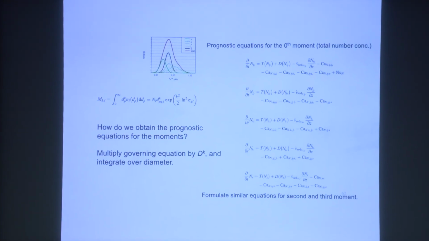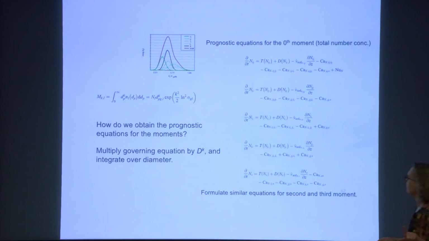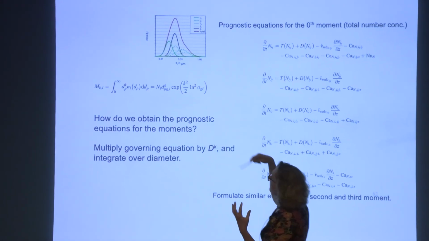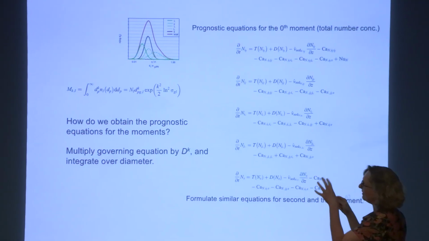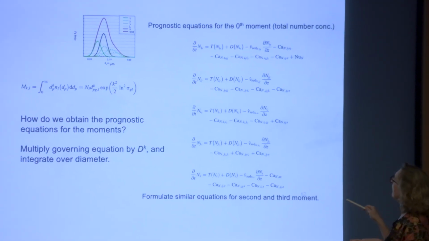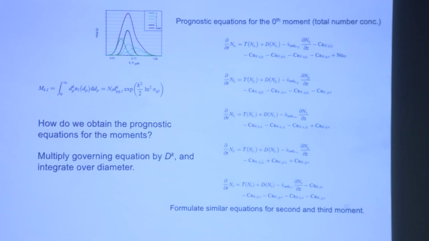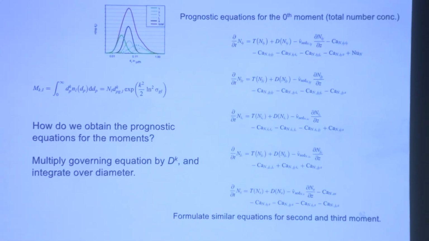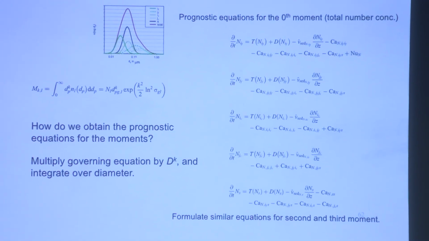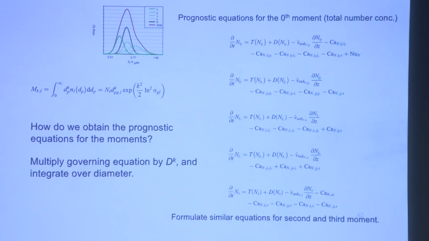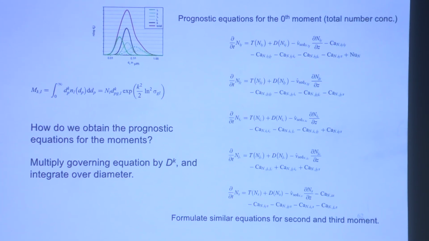Yeah, so you take our governing equation that we looked at many times, multiply it by d to the power of k, so that you create basically the moment, and then you integrate over the diameter. And then you get a whole bunch of equations that you solve for the first moment, for the second moment, and the third moment. And so, yeah, that's how these models work.